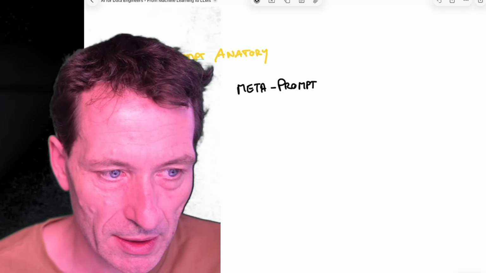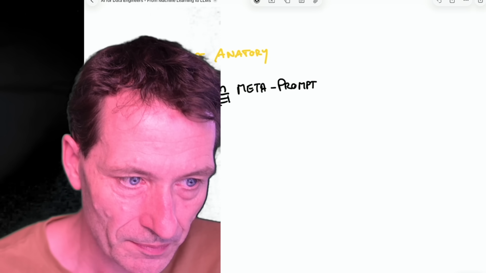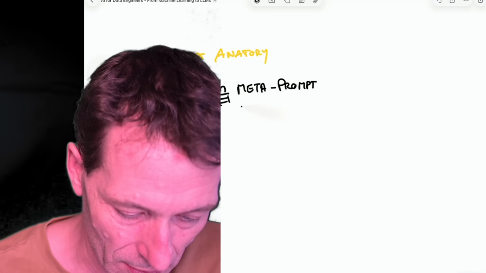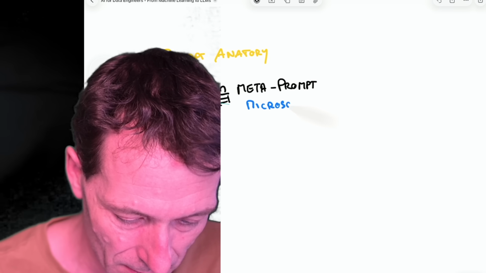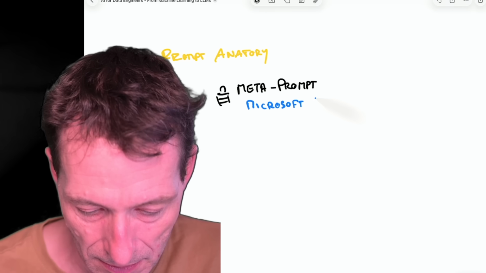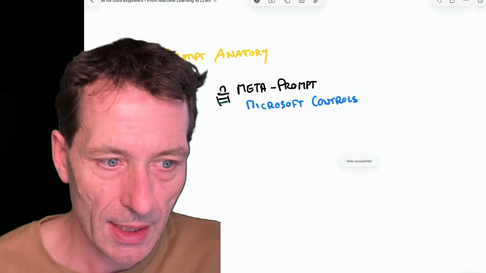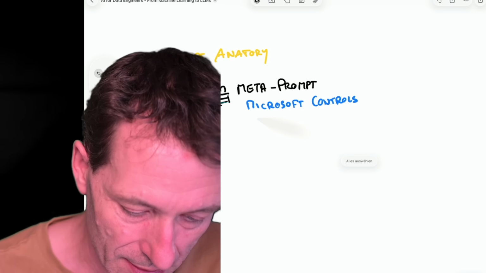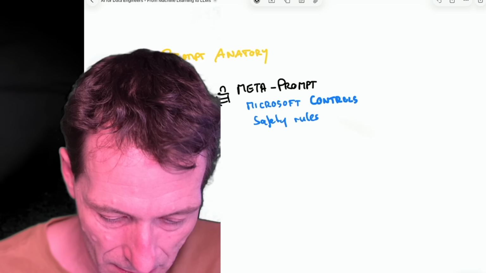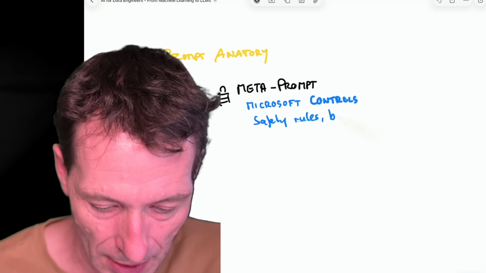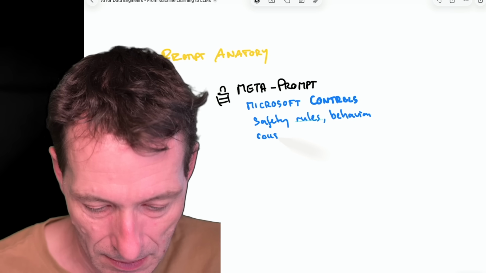The first one is a meta prompt. It's locked, right? It's defined by the vendor. In this case, it's Microsoft, so Microsoft controls it for Copilot. This contains things like safety rules, behavior, or constraints.